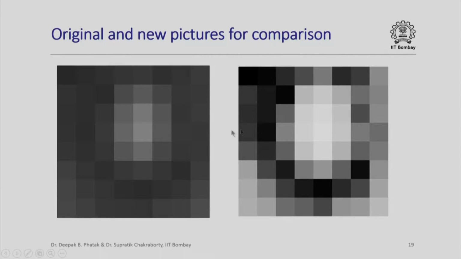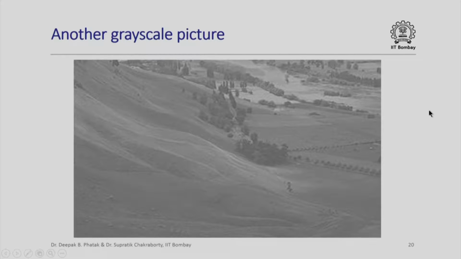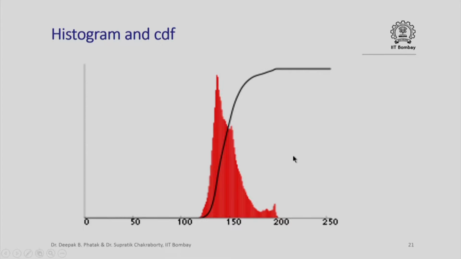Observe that we have simply implemented a computational procedure by representing the image in a matrix and by doing the histogram equalization. Here is another interesting example. Here is a scene, another grayscale picture. Here also the contrast is not very good. If we actually plot the histogram and the cumulative distribution function, it will look like that. The red color thing is the histogram. Notice that all pixel values are concentrated in a small range, somewhere between 100 and 200, and this is the cumulative distribution function.